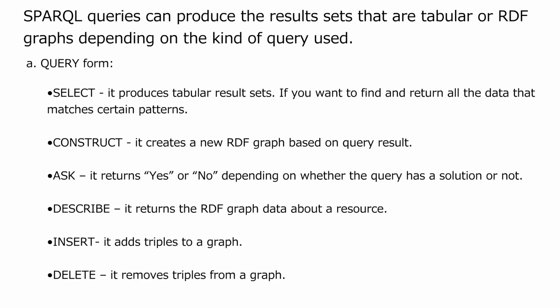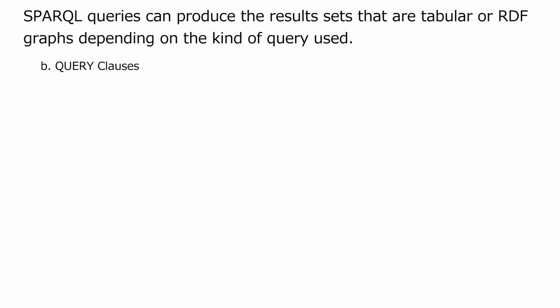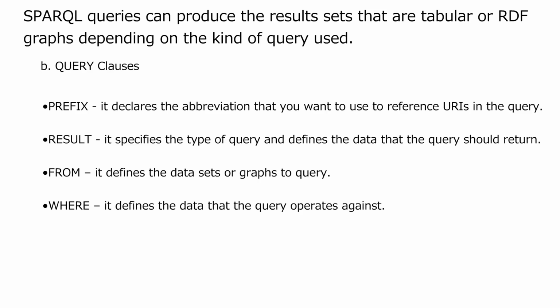Ask: it returns yes or no depending on whether the query has a solution or not. Describe: it returns the RDF graph data about a resource. Insert: it adds triples to a graph. Delete: it removes triples from a graph. B. Query clauses. Prefix: it declares the abbreviation that you want to use to reference URIs in the query.